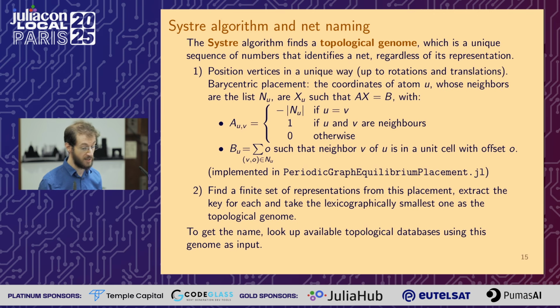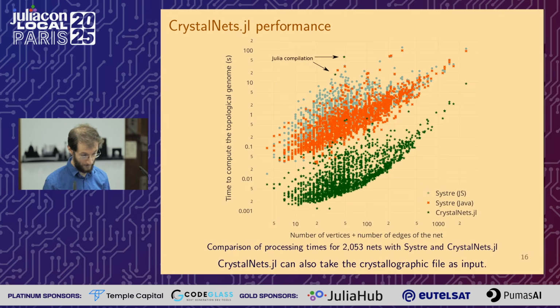And so I implemented this sparse integer exact rational solver in a separate package, which is available here if you're interested. So let's talk about performance. CrystalNets, which is the package which I implemented for doing all this topological analysis, is the green cloud here. And as you can see, it's about 100 times faster than the reference implementation of the SISTER algorithm in both Java and JavaScript. This speedup is quite significant since I am using my software for analyzing databases of millions of structures. So I need to have something which is quite fast.